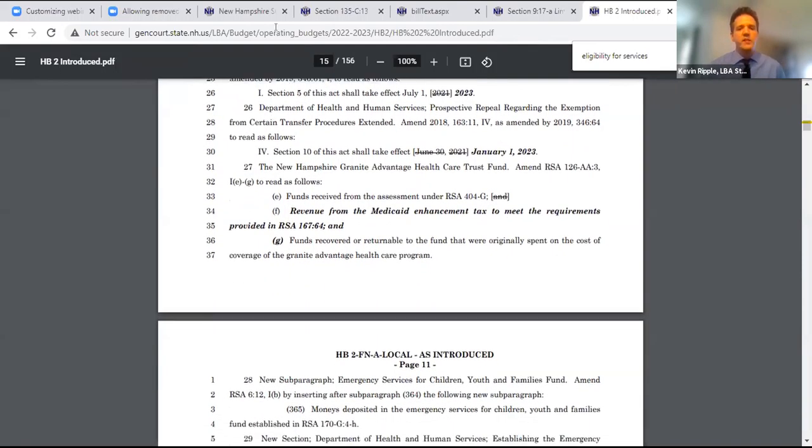Moving on to section 26, this delays the repeal of the department's exemptions from certain transfer procedures. RSA 917A3 prevents agencies from transferring between personnel class lines, but the department has an exemption to that, and they are allowed to transfer between personnel class lines with prior approval of the fiscal committee. So this would extend their ability to do that.